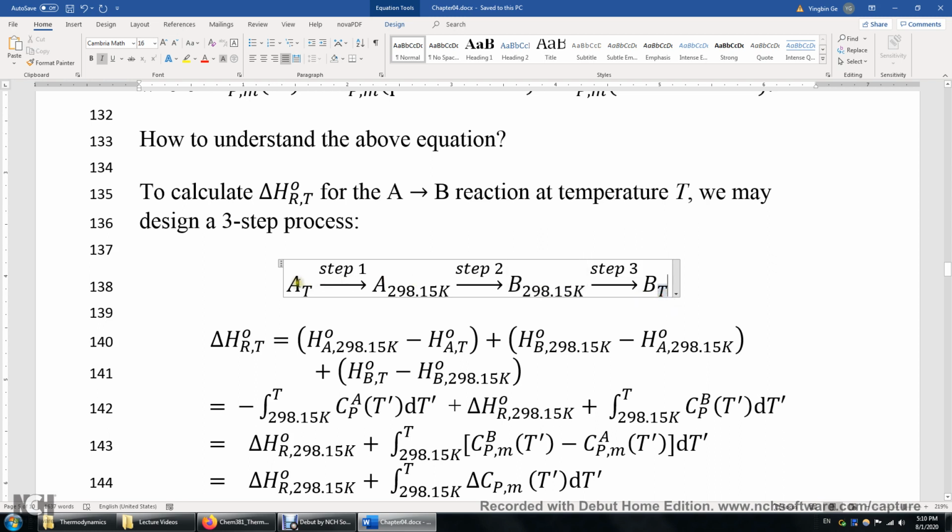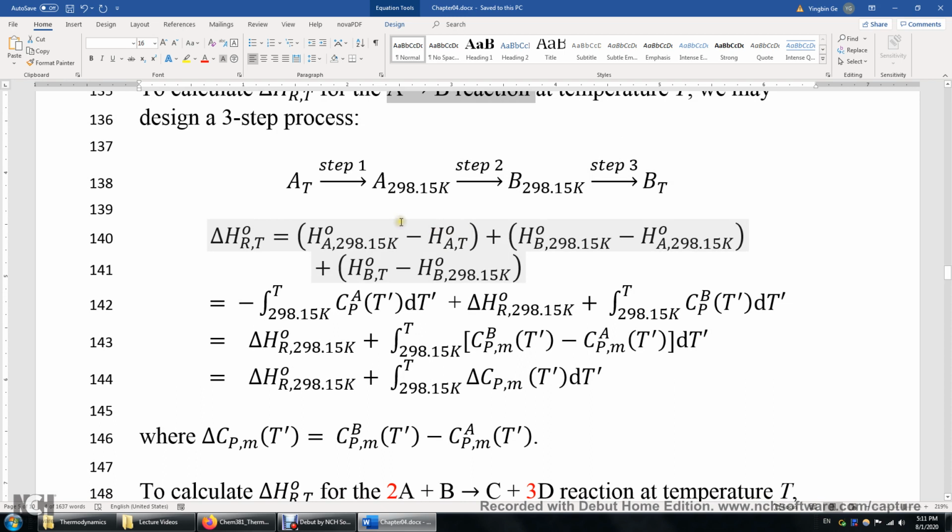Again, if you look at the three-step process, the initial state is A at temperature T and the final state is B at temperature T. Therefore, the enthalpy change of this entire three-step process is simply the enthalpy change of the one-step process at the same temperature T. The reason is simple: enthalpy is a state function. Then what we need to do is compute the enthalpy change of step 1, step 2, and step 3, and sum them up.